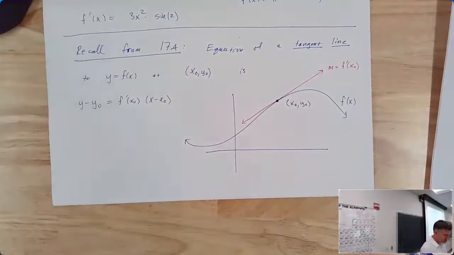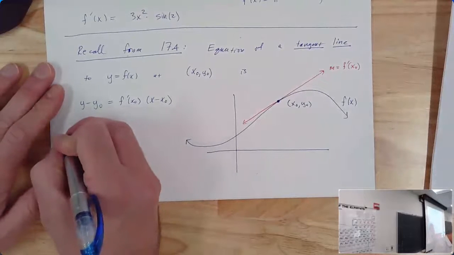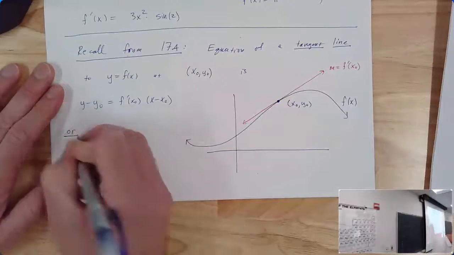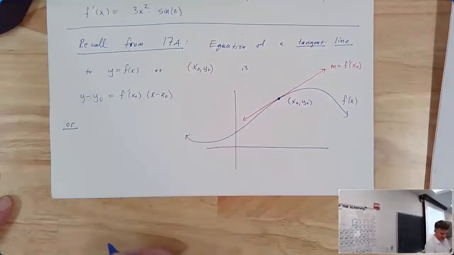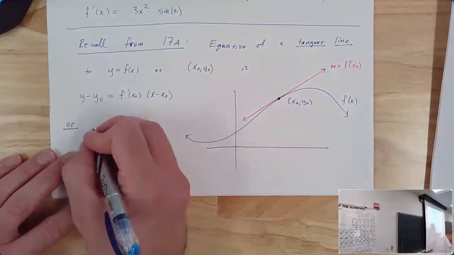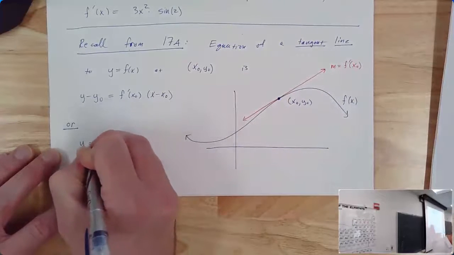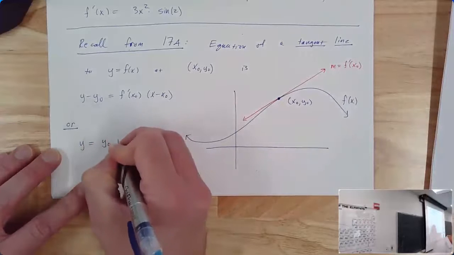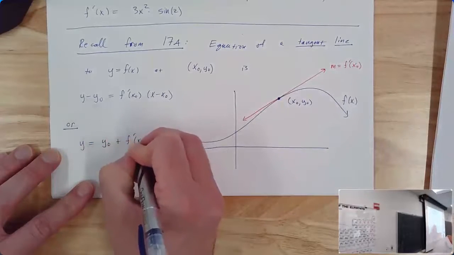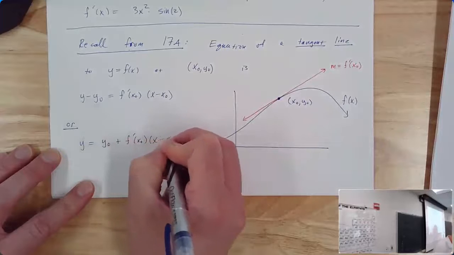For some reason, somebody decided we should use different letters at some point to do this a slightly different way. So people like to write this as, well, I'm just going to do it the nicer way because this is what we're eventually getting at. I want to solve for y. So y equals y naught plus f prime of x naught times x minus x naught.